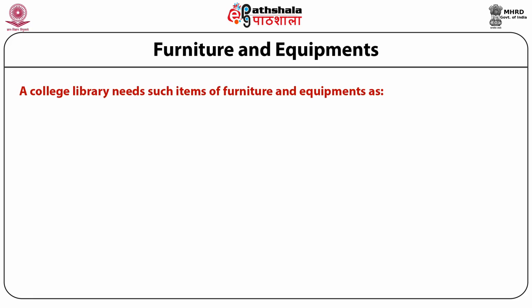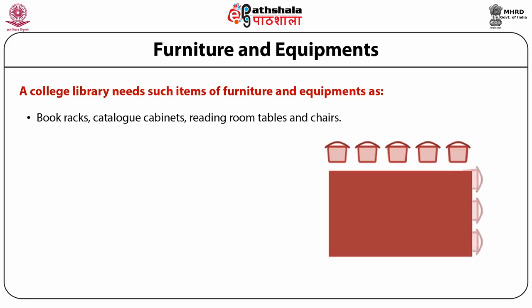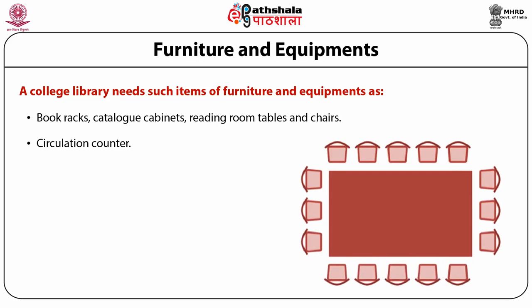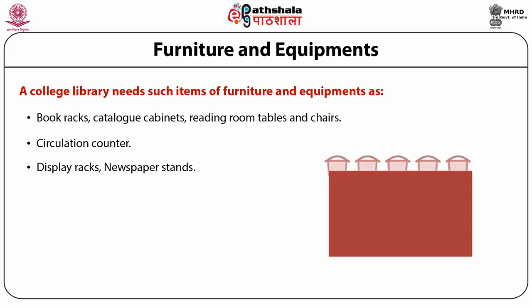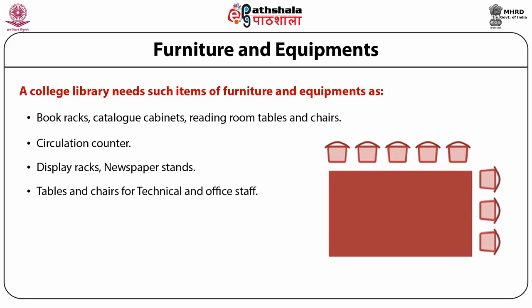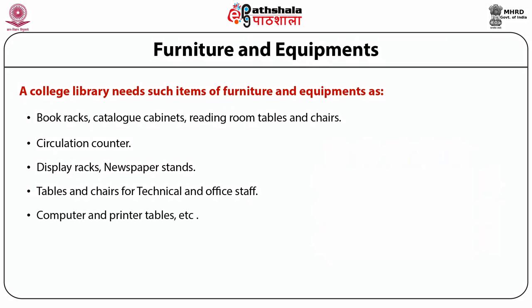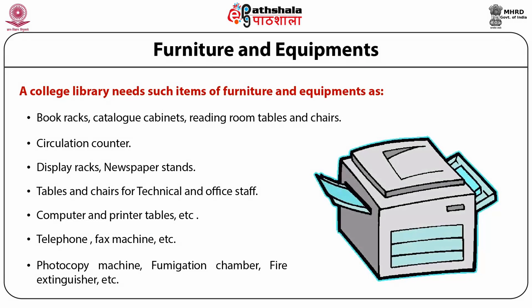A college library needs various items of furniture and equipment in its library building. These include book racks, catalog cabinets, reading room tables and chairs, circulation counter, display racks, newspaper stands, tables and chairs for technical and other staff, computer and printer tables, etc., telephone, fax machines, etc., photocopying machine, fumigation chamber, fire extinguisher, and so on.